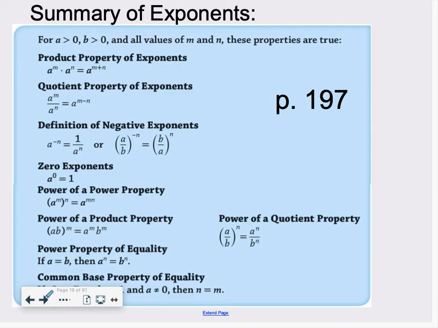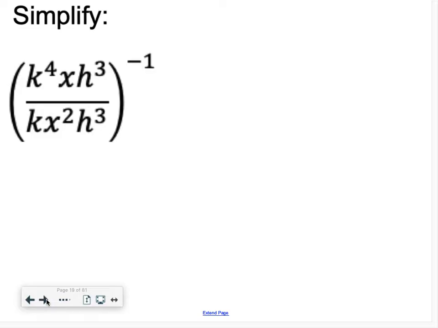In your textbook, you have on page 197 a summary of all of these. Okay, so if you get stuck, refer back to your book if your notes aren't good enough. So page 197 is a summary of all of these properties. Okay, you will put all these properties together and do a problem like this.